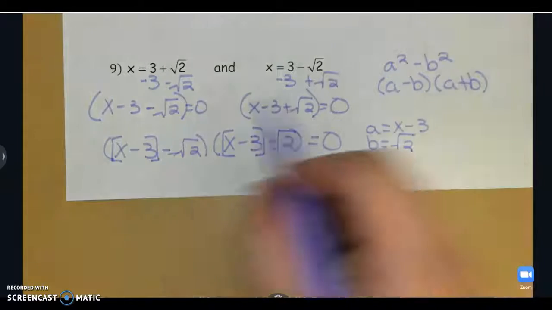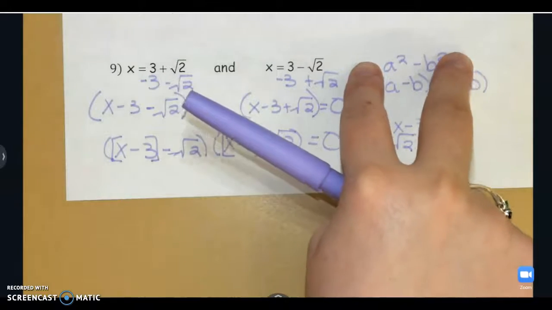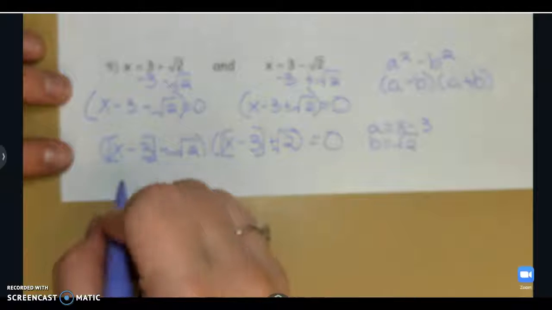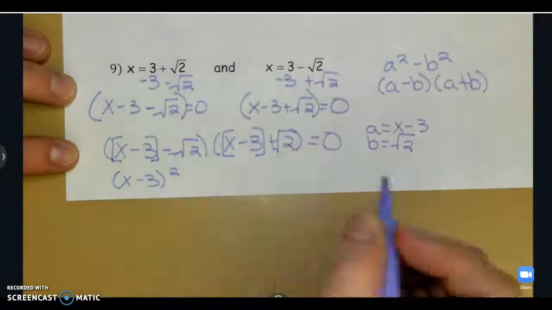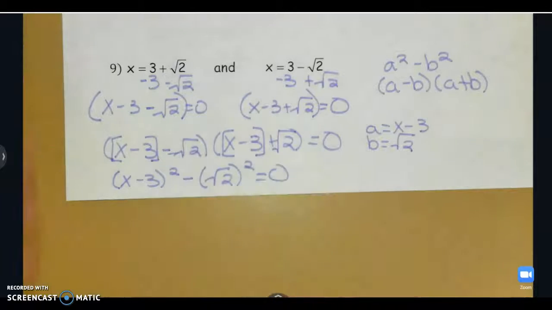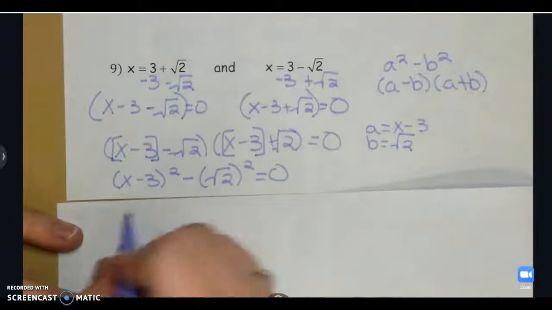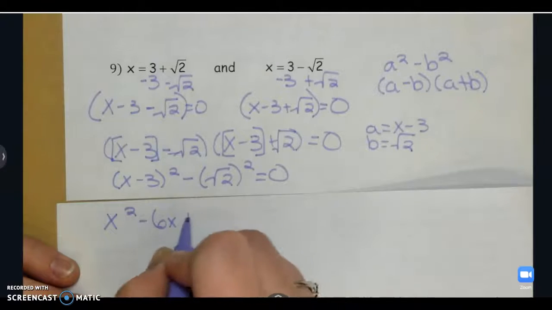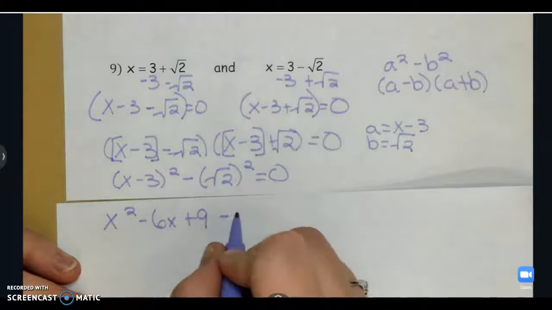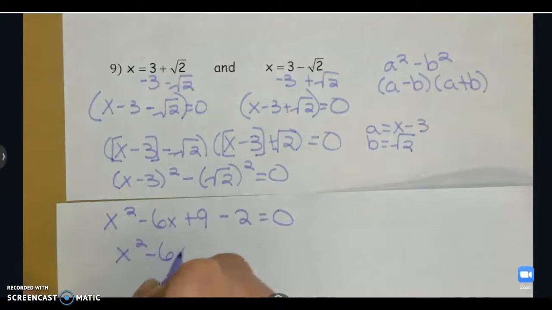So instead of trying to FOIL and combine like terms, I just go back from the factored form to the original difference of squares, a squared minus b squared. That would just be x minus 3 squared minus the square root of 2 squared. And that's equivalent to 0. Sorry, I'm running out of room, so I'm trying to find a blank page. So I can FOIL this, and then when you square a square root, the radical goes away. So I can combine my constants, and here is my final quadratic.